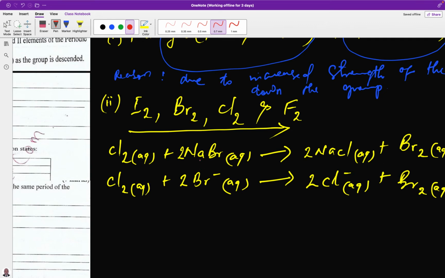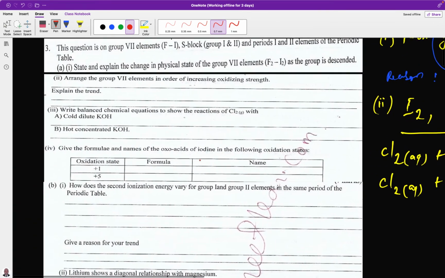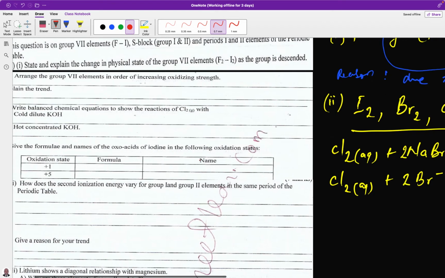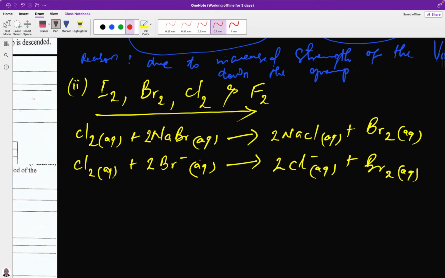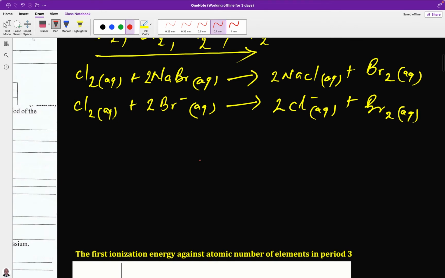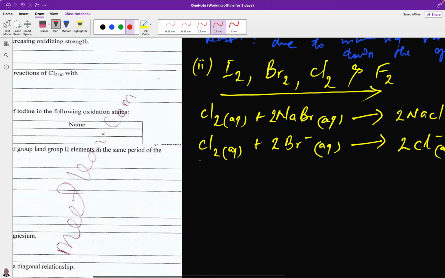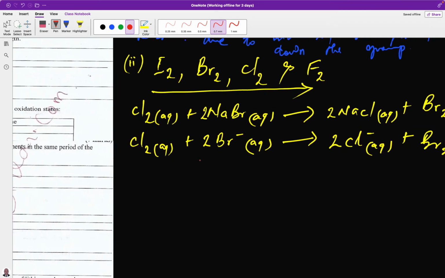So now it takes us to question number 3. Question number 3 says write a balanced chemical equation to show the reaction of chlorine gas with cold dilute potassium hydroxide. Number 3.